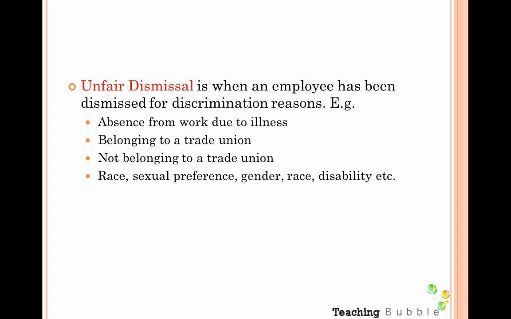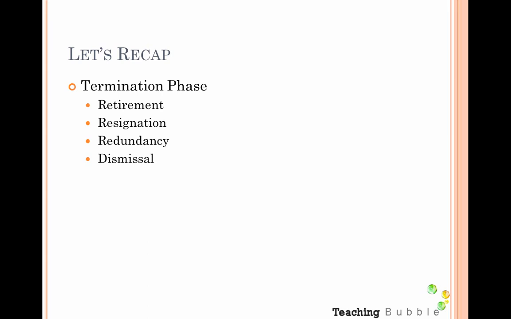It's a little bit harder these days to prove unfair dismissal than it was, and as employer relations changes, unfair dismissal also changes, but essentially an employee can't be dismissed for discrimination reasons, and they never can be. Now, that could be absence from work due to illness, it could be belonging to a trade union, or in a strongly unionised place, unfair dismissal would be being dismissed because you don't belong to a trade union, and then the normal discrimination such as race, sexual preference, gender, disability, and all those kinds of things. So that's unfair dismissal. Just to recap, the termination phase, we have retirement, resignation, redundancy, and dismissal.